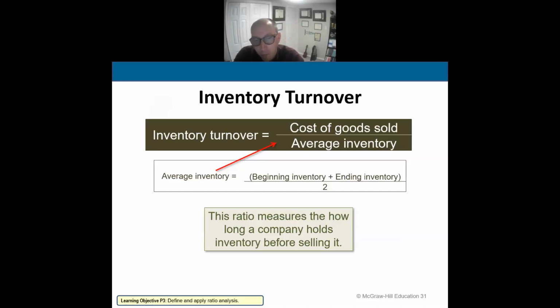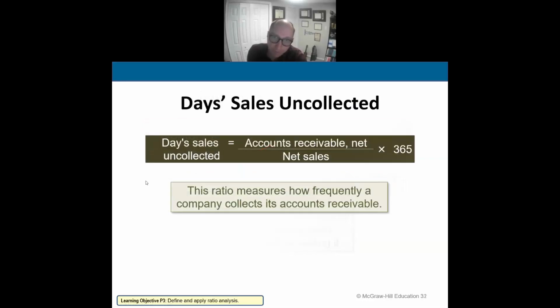Inventory turnover. How quickly can I sell my inventory? How many days does it take me to sell my inventory? We find this by taking the cost of goods sold divided by average inventory. Remember, average, that word again. Beginning balance plus ending balance divided by 2 to find the average inventory.